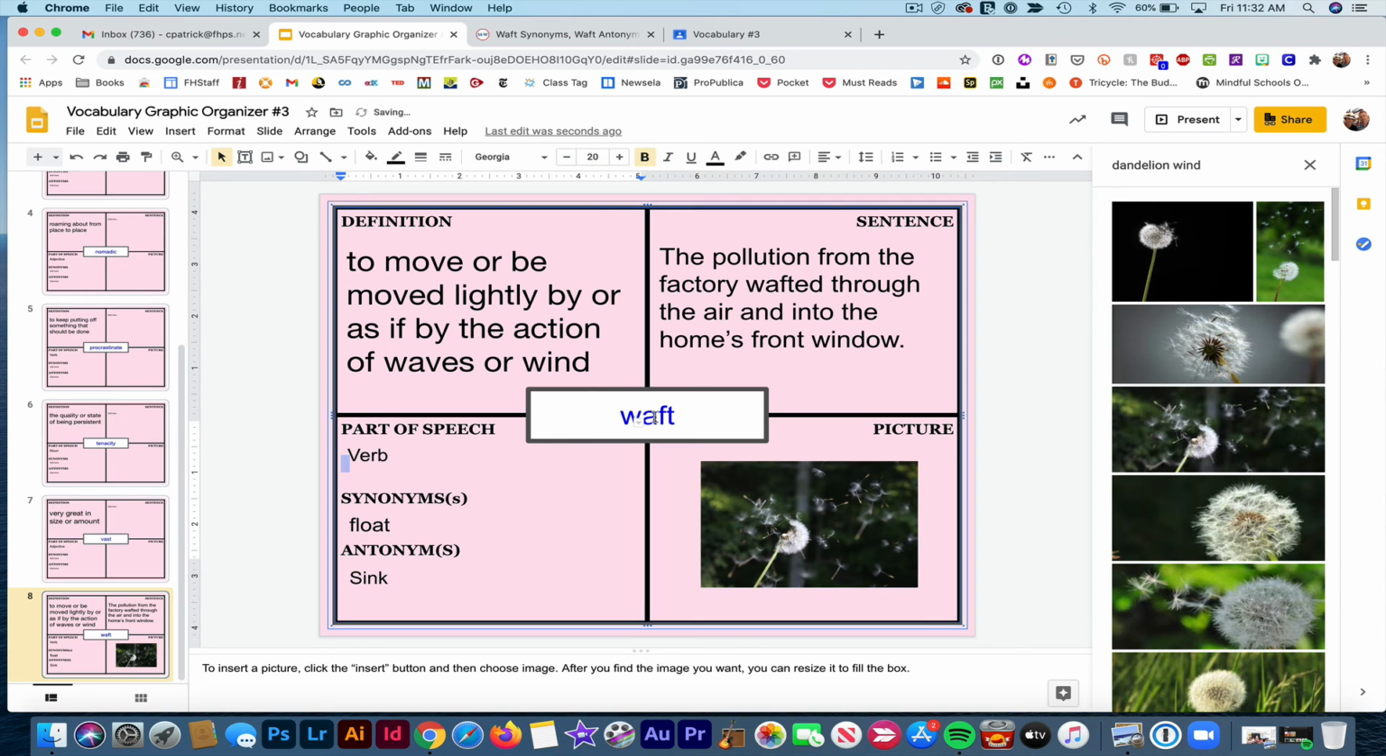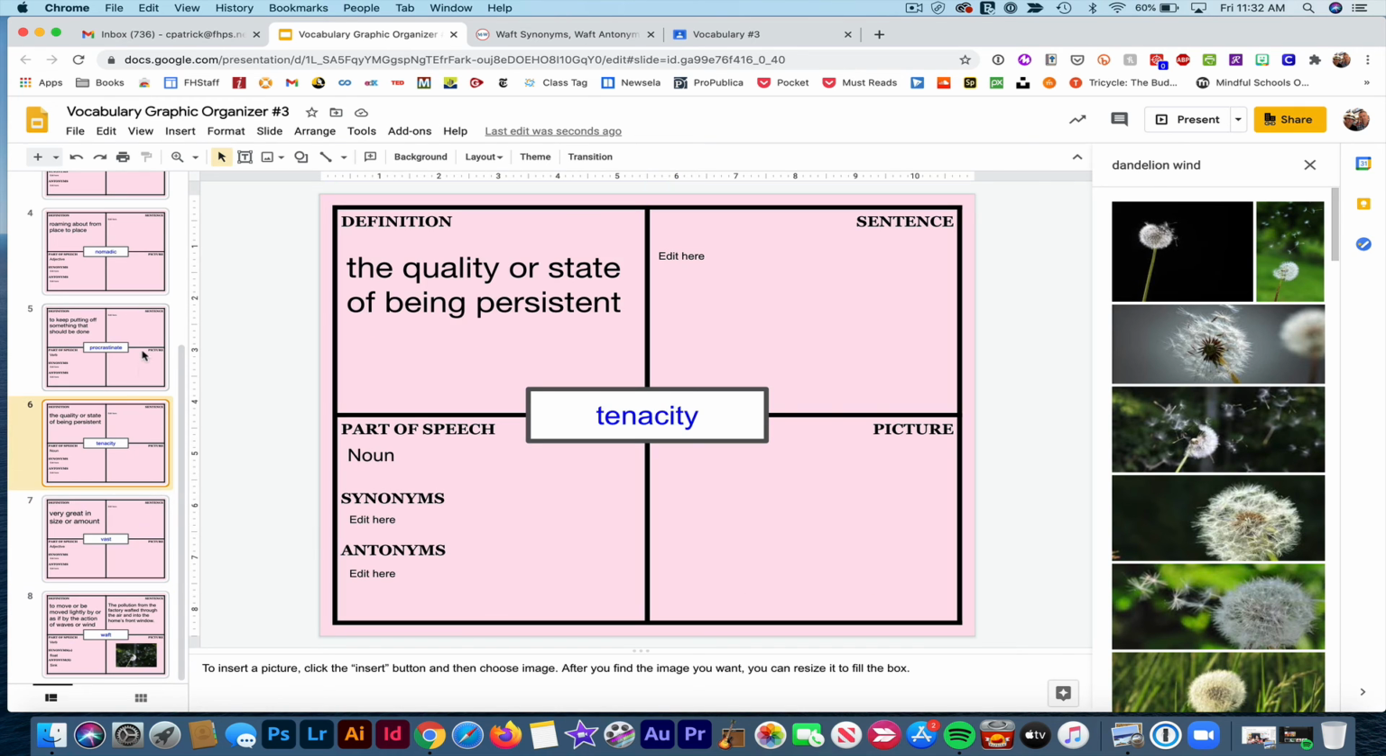Okay, and there's one of my slides is done. I've got the definition, I've got the word, I've got a sentence, I've got a picture, I've got the part of speech, I have a synonym, and I have an antonym. Okay, so I think you guys can handle the rest of these on your own.